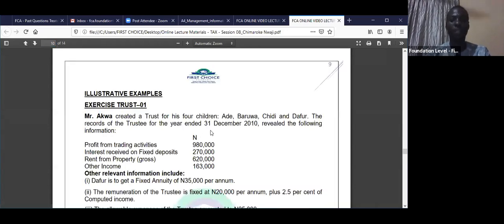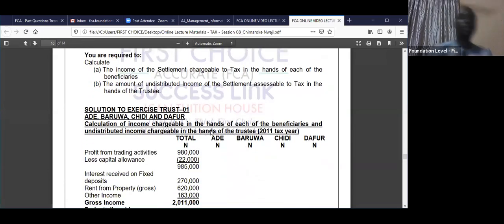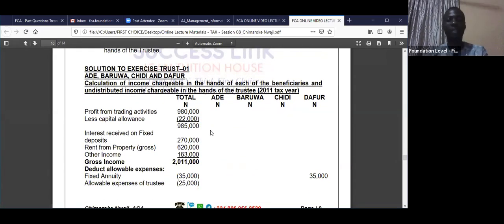All right. So, solution. Do you see the way I solved it here now? I want you to look at it that way. Now, we are going to calculate. We are looking at Ade, Barua, Chidi, and Dafoe, because we are looking at the income in their hands. That's why we put it here. I could as well say Mr. Akwa's trust.